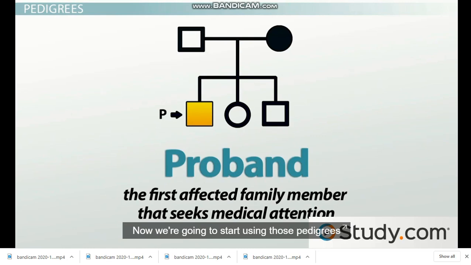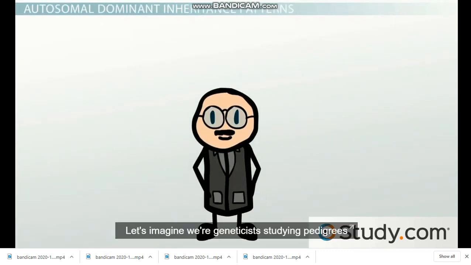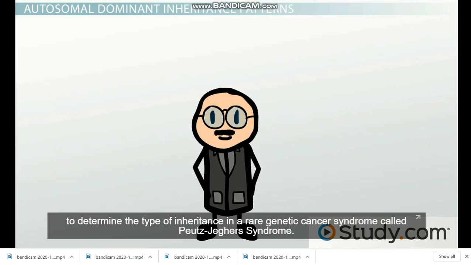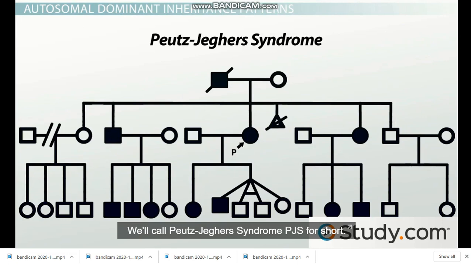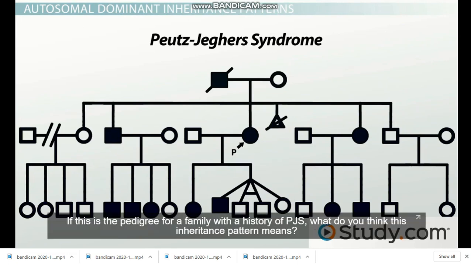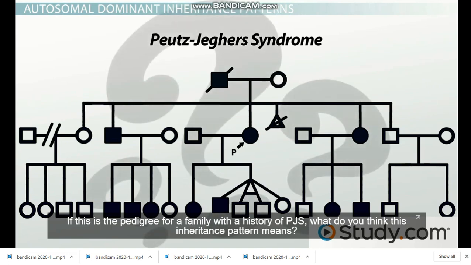Now we're going to start using these pedigrees to determine what kind of inheritance pattern a particular trait has. Let's imagine we're geneticists studying pedigrees to determine the type of inheritance in a rare genetic cancer syndrome called Peutz-Jeghers syndrome. We'll call Peutz-Jeghers syndrome PJS for short. If this is the pedigree for a family with a history of PJS, what do you think this inheritance pattern means? First, do you think that this is a dominant condition, a recessive condition, or neither?